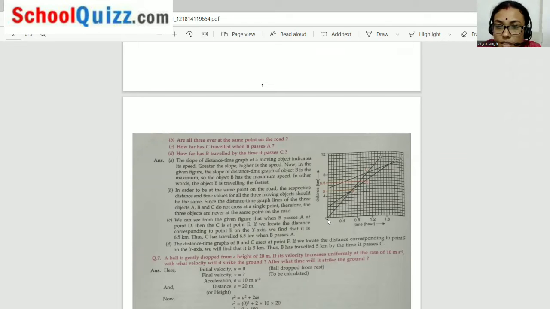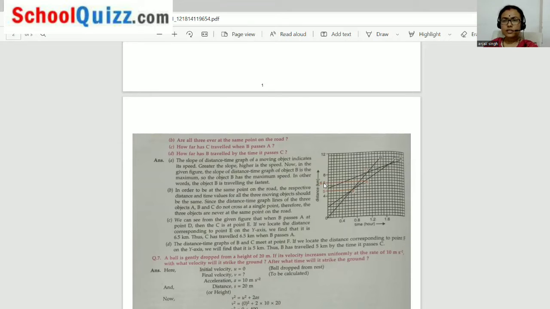You can see the x-axis is time and the y-axis is distance. The time is 0.4 hour, 0.8, 1.2 and 1.6, and the distance is 4, 5, 6.5 kilometers. It means the distance is drawn in the graph.